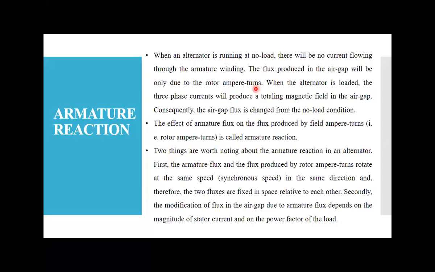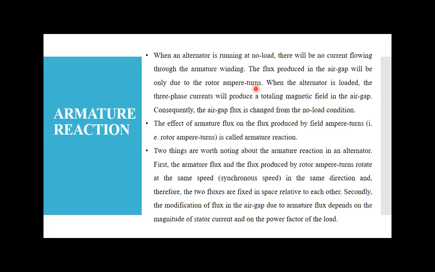You are aware of the MMF. The full form is magnetomotive force. What is the equation of MMF? MMF is equal to N into I, where N is the number of conductors and I is the current flowing through those conductors, and the unit of MMF is ampere turn. That's why here it is written as ampere turns.